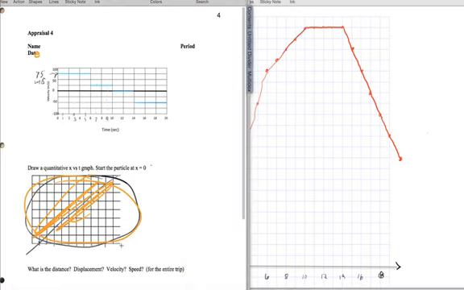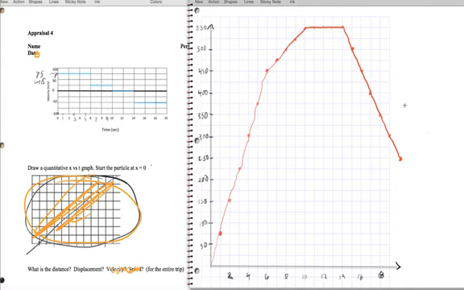So a couple of things I wanted to eliminate. We're going to forget about the velocity and the speed. I do want to talk about distance and displacement. So just to be clear, distance is how far I covered.